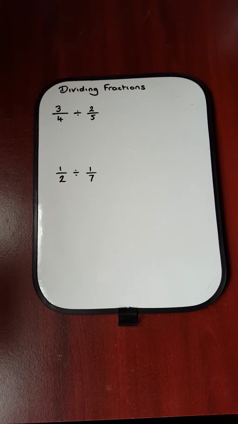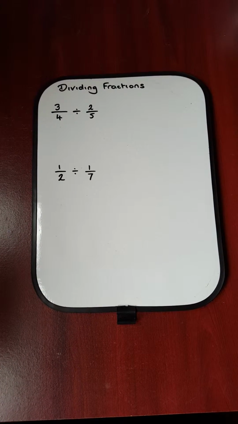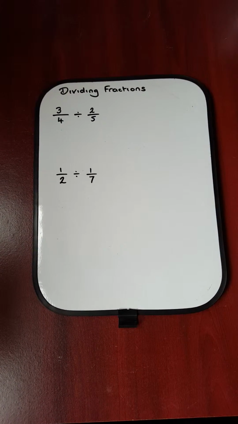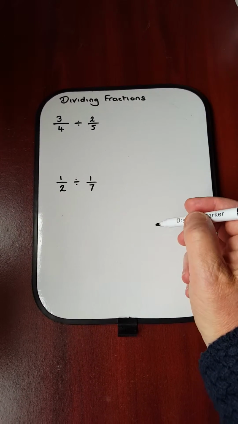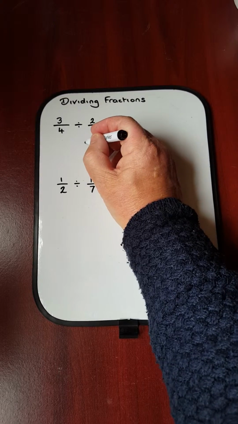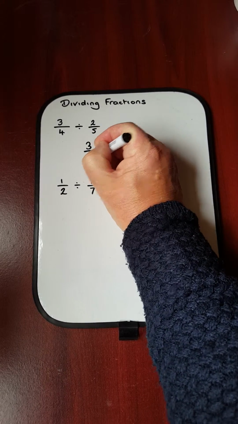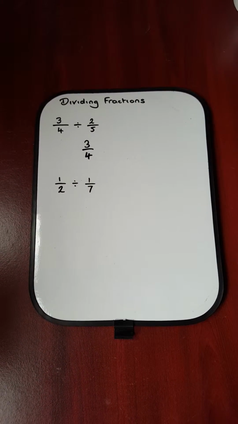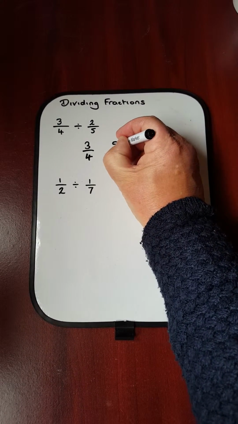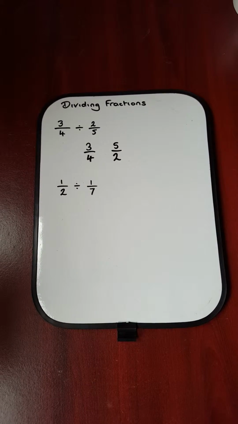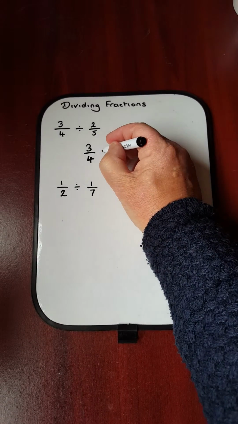3/4 divided by 2/5. Now, the way we do this is really fairly straightforward for us. We rewrite the question, and we always do the same thing. You keep the first of the fractions, 3/4. You turn the other fraction upside down, 5/2, and then you multiply them.